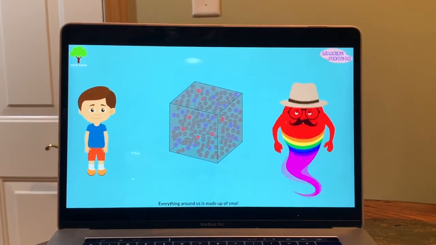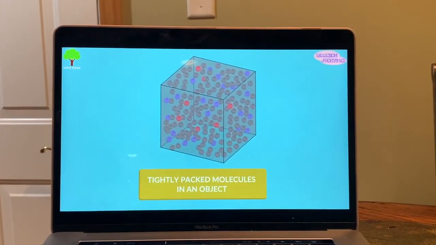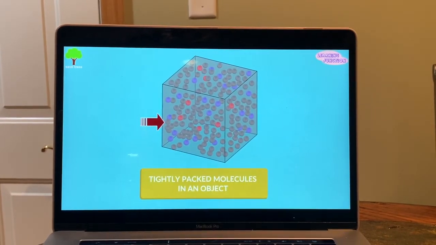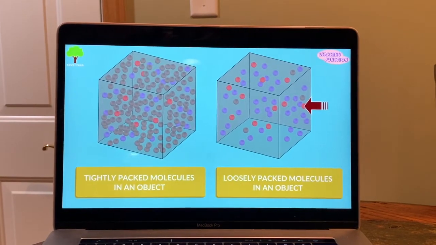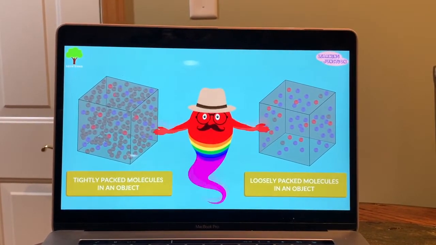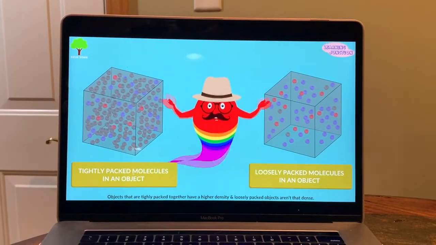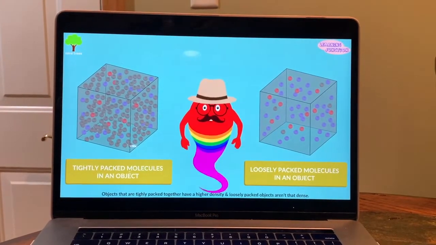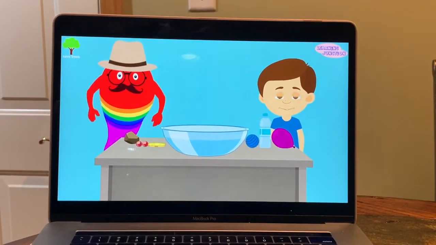Everything around us is made up of small molecules. In some objects, tiny little objects called molecules are tightly packed together. And in others, they are loosely packed together. This is actually what density means. The objects that are tightly packed together have a higher density, and the more loosely packed objects aren't that dense. Whatever objects sink are more dense.